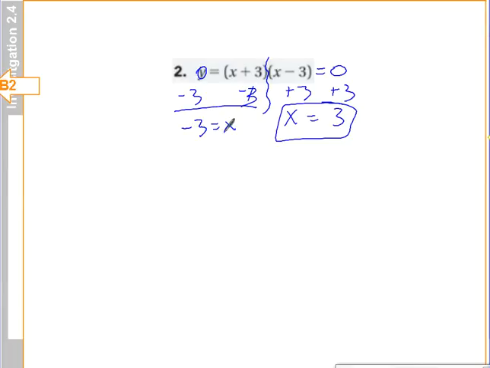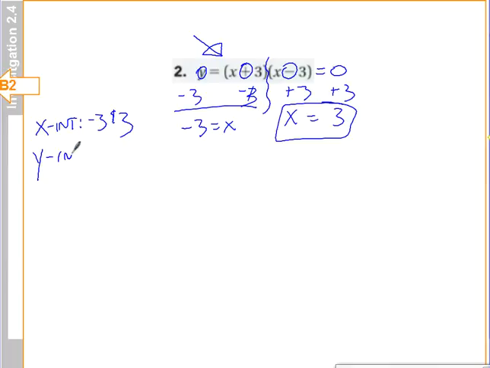And right now, you should look at this and say, oh my goodness, this is a difference of squares, because the values inside the parentheses are all the same. The only difference is the adding and the subtracting, difference of squares. All right, so our x-intercepts are negative 3 and 3.